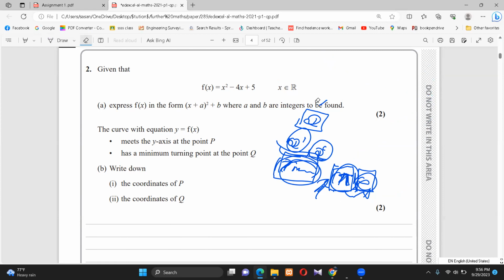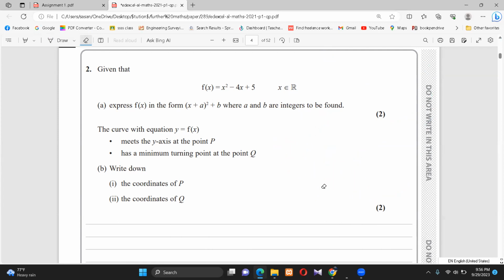If you know all these things, I think it will be helpful when you move forward, right? Okay. So I wanted to explain this section on expressing f of x in the form (x plus a) squared plus b, where a and b are integers. It's nothing else, it's just easy. You can see x is trapped inside a squared. This part is shown as a perfect square, right? So we can use the completing the square method.